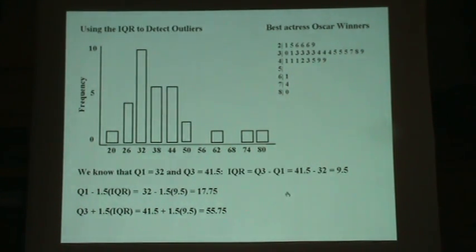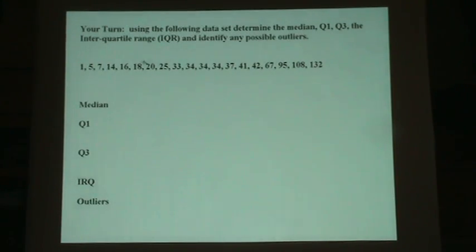Well, that's a lot. All right, let's move on here. Okay, your turn now. Using the following data set, determine the median, Q1, Q3, the interquartile range, and identify any possible outliers. Wow, that's an assignment. Well, if you're up for it, put the video on pause and see if you can work your way through that. And you can always go back and review what went on, and then turn it back on and we'll look at it.